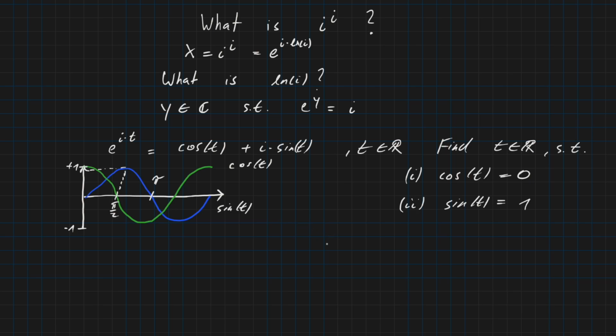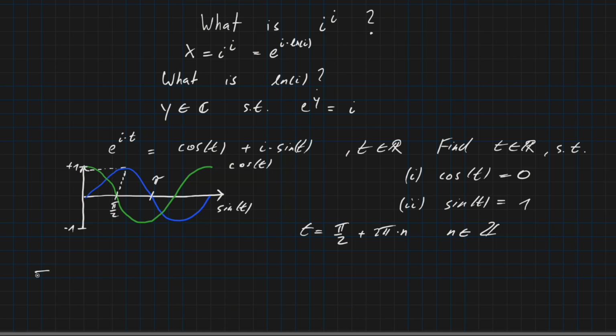And just for your information, as sine and cosine are periodic with period 2 pi, there are infinitely many t's that fulfill these equalities, namely pi over 2, that's what we have found, plus 2 pi times n, where n is any integer. But for this task we just need pi over 2, and that's good enough.